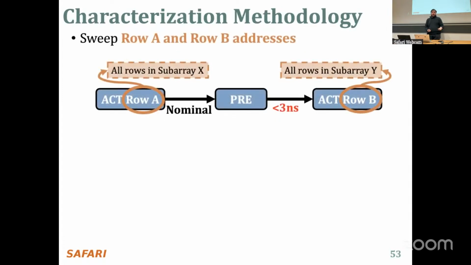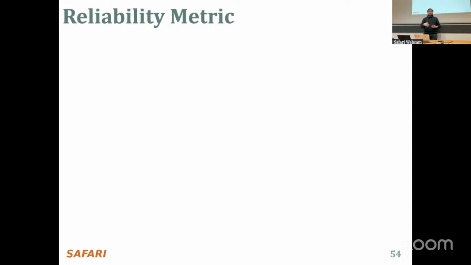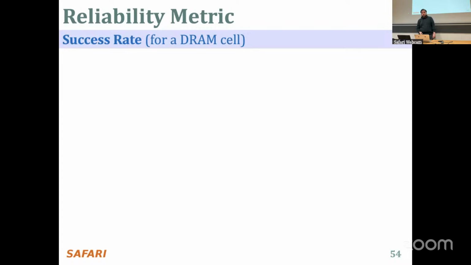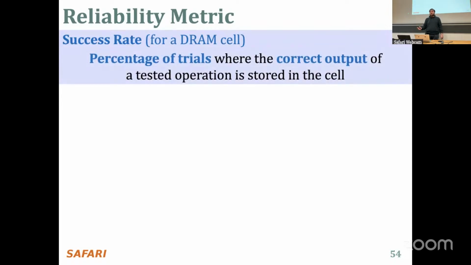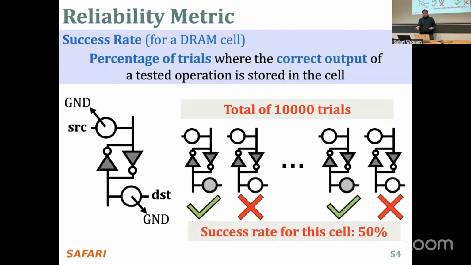So to characterize this operation, we again sweep the row A and row B addresses, and we sweep the DRAM chip temperature from 50 degrees Celsius up to 95 degrees Celsius. And to evaluate the reliability of the NOT operation, we propose a metric called success rate for a DRAM cell, which is the percentage of trials where the correct output of a tested operation is stored in the cell. We test a total of 10,000 trials. For example, here we have 4 trials and half of them are correct. And thus the success rate for this cell is 50%.